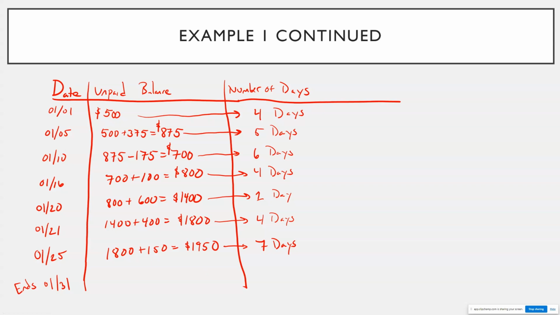One way to check here is, how many days in January? 31, right? So let's add them up. 4 and 5 is 9, 15, 19, 20, 24. Yes, this sums up to 31 days. So that's one way to check to make sure you have it correct, okay?